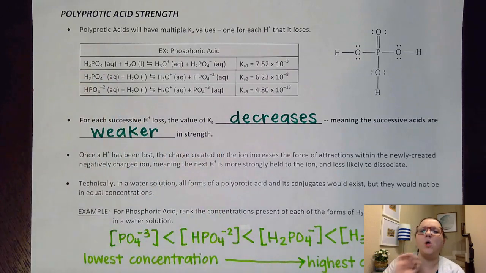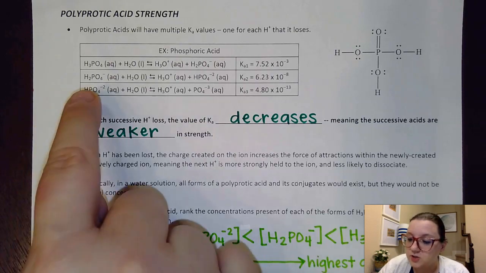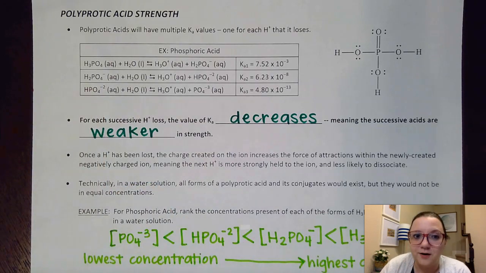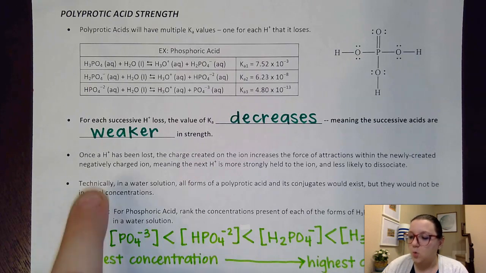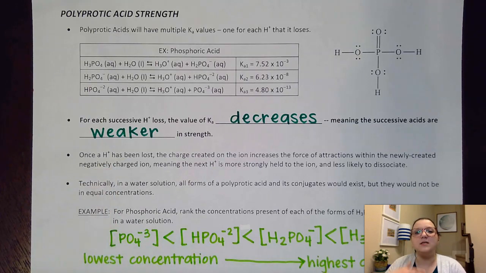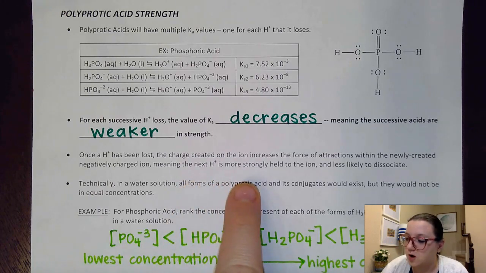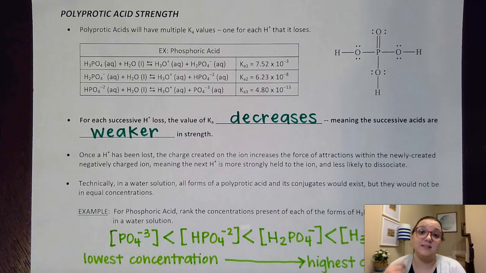Phosphoric acid is already a weak acid, but H2PO4 negative 1 is even weaker, and HPO4 negative 2 is even weaker in strength. The reason is that once a hydrogen has been lost, the charge you're creating helps create some extra attractions within that structure. If it's attracting everything a little bit more, it's going to be even harder to remove that next hydrogen. That next hydrogen is more strongly held to the ion and less likely to dissociate.